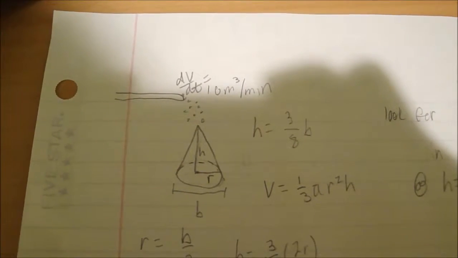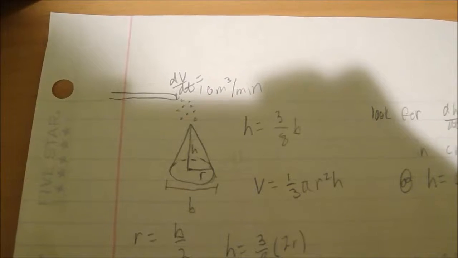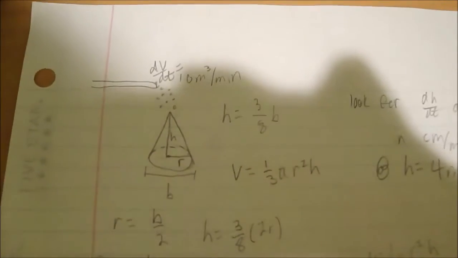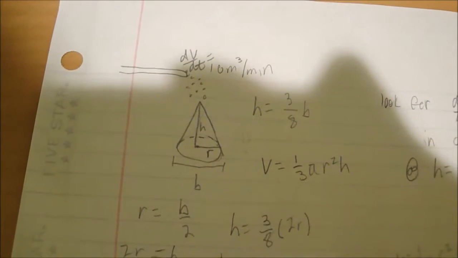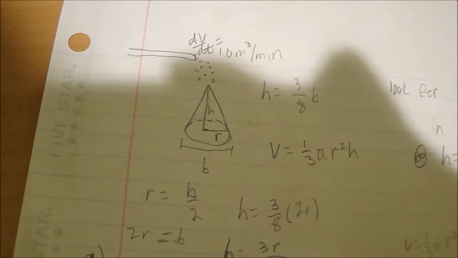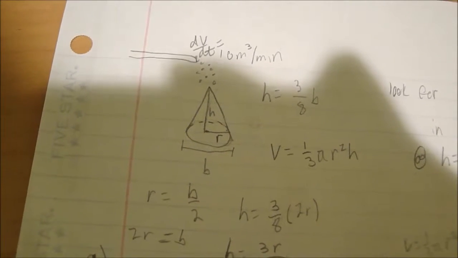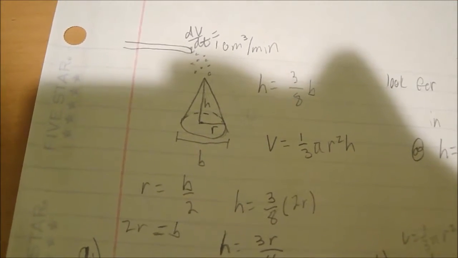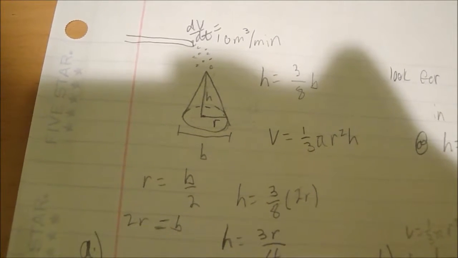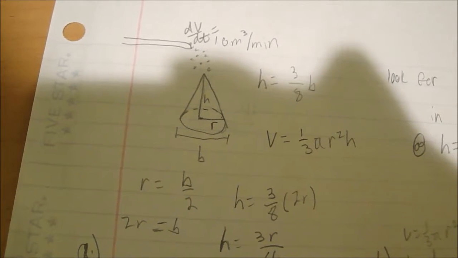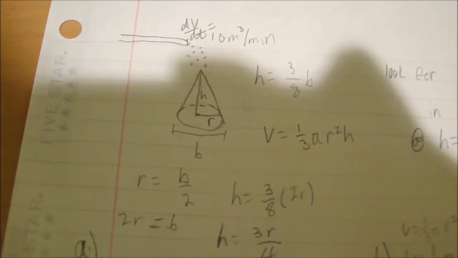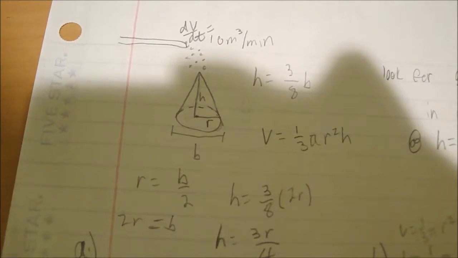Hey guys, I'm going to be doing a problem for you guys from section 4.6, question number 16. It reads, growing sand pile. Sand falls from a conveyor belt at the rate of 10 meters cubed per minute onto the top of a conical pile. The height of the pile is always 3/8 of the base diameter. How fast are the A, height, and B, radius changing when the pile is 4 meters high? Give your answer in centimeters per minute.